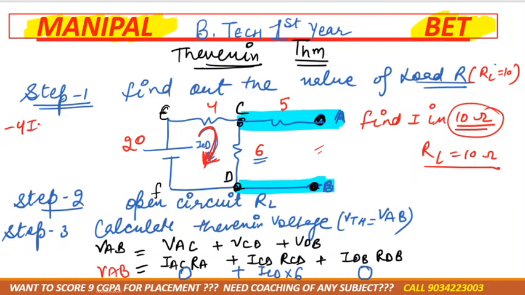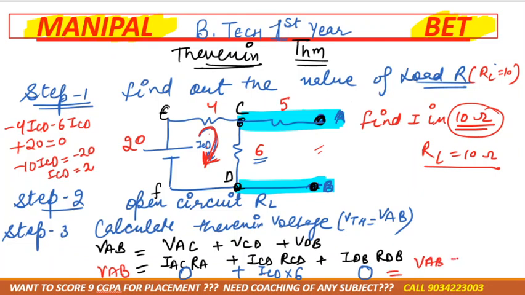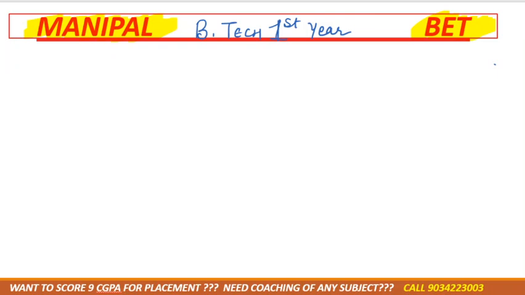So it would be minus 4 ICD minus 6 ICD plus 20 is equal to 0. So minus 10 ICD is equal to minus 20. ICD would be equal to 2, right? So ultimately the VAB value you will get is 2 into 6, that is equal to 12 volt. So now you got the value of VAB, that is equal to 12 volt. Understood?